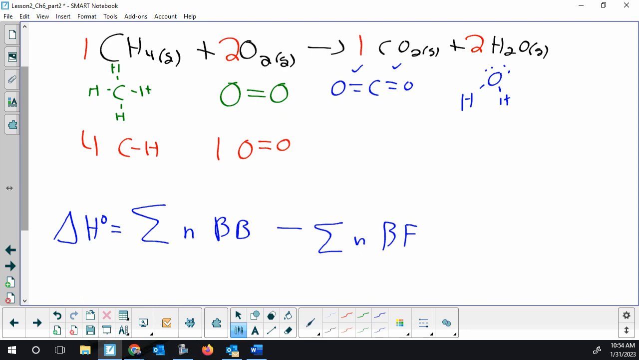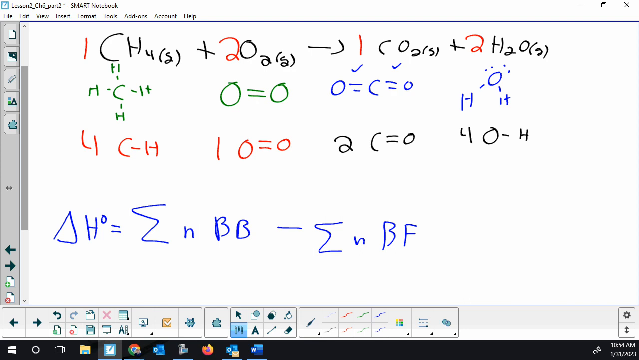On our product side, red is what we're breaking, blue is what we're forming, so there's 2 carbon-oxygen double bonds. And last, we get to water. We've got 2 OH bonds in each water, but then there's 2 molecules, so 4 of those in total.